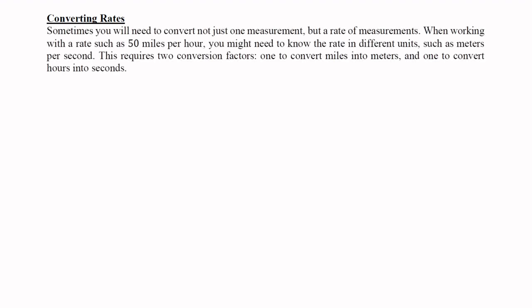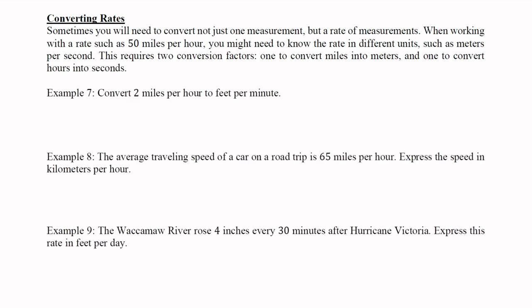So sometimes it's going to take a couple of different conversions because there's going to be more than one thing to convert in your units. That's especially the case when you're converting rates. So when converting rates, you'll need to not only convert just one measurement, but also both measurements that are part of the rate. When working with a rate such as 50 miles per hour, you might need to know the rate in different units such as meters per second. So you're not only going to have to convert the miles into meters, but you're also going to have to convert the hours into seconds. So let's do a few examples of this.